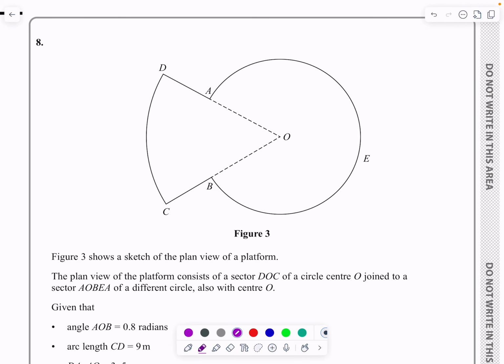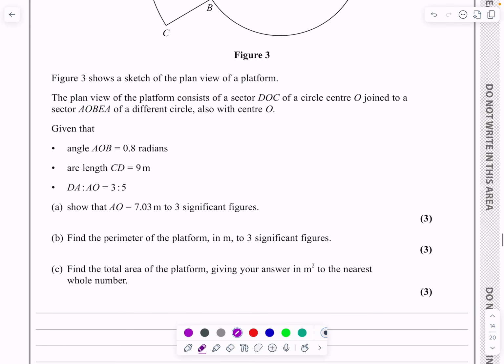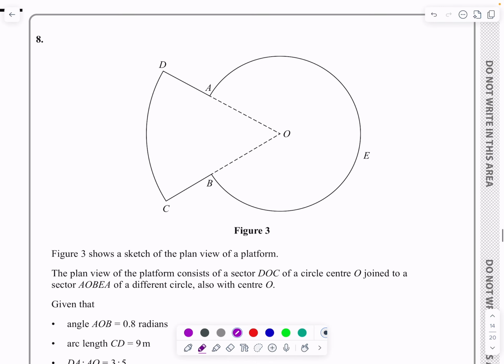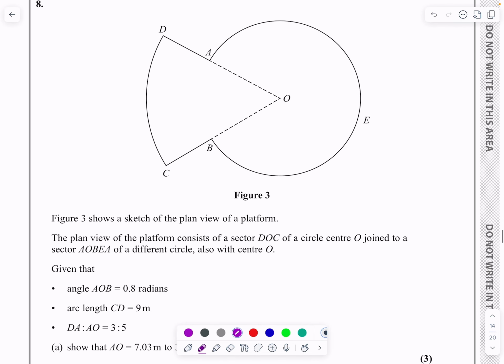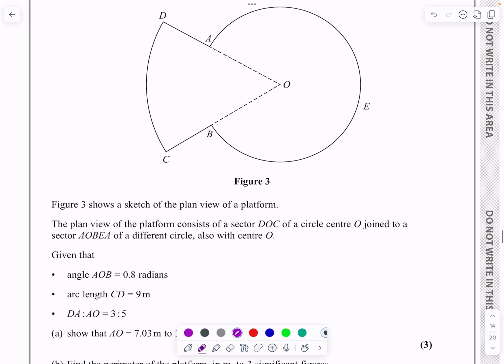Okay, this is the P1 paper from January 2024. It's question number 8, and as we can see by looking at this, it's going to be a Radians question. So let's jump straight into it. Let's have a look at the information they've given me over here.